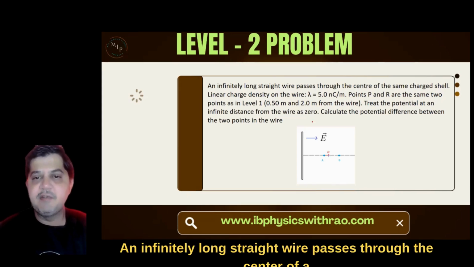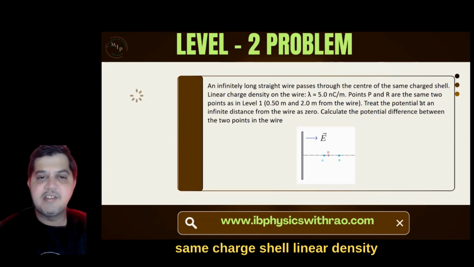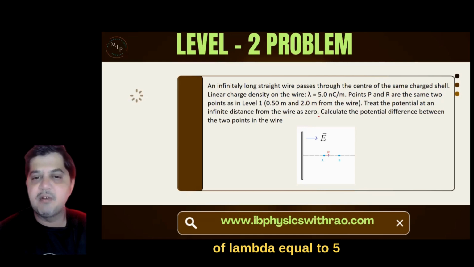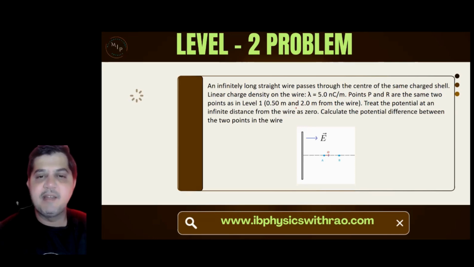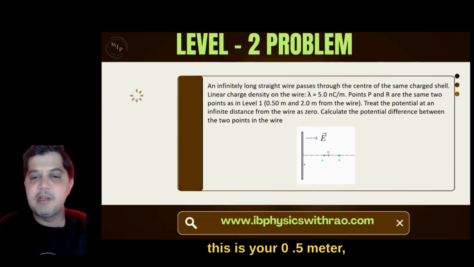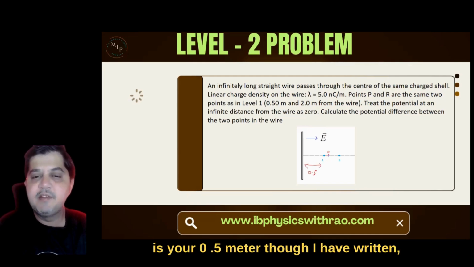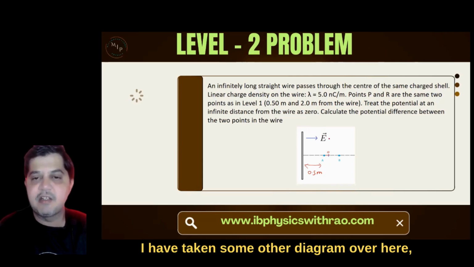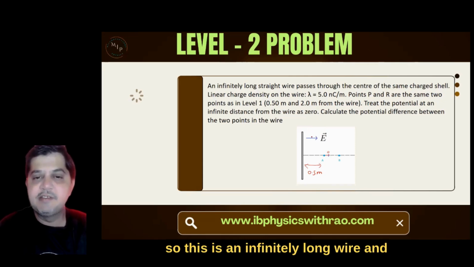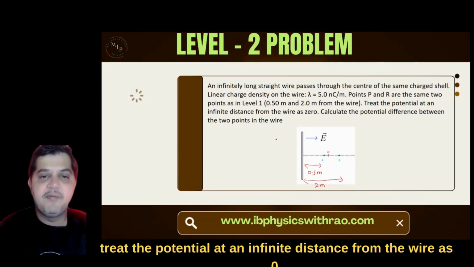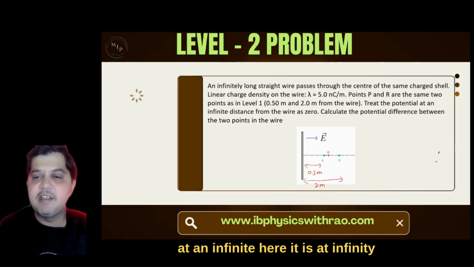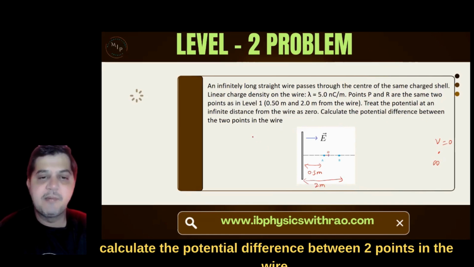An infinitely long straight wire passes through the center of a same charge shell, linear density of lambda equal to 5 nanocoulomb per meter. Points P and R are the same 2 points as in level 1. So this is your 0.5 meter, this is your 0.5 meter, though I have taken some other diagram over here. So this is an infinitely long wire, and then this is 0.5 meter and this is your 2 meter. Treat the potential at an infinite distance from the wire as 0. At infinity, the potential is equal to 0 here. Calculate the potential difference between 2 points from the wire.